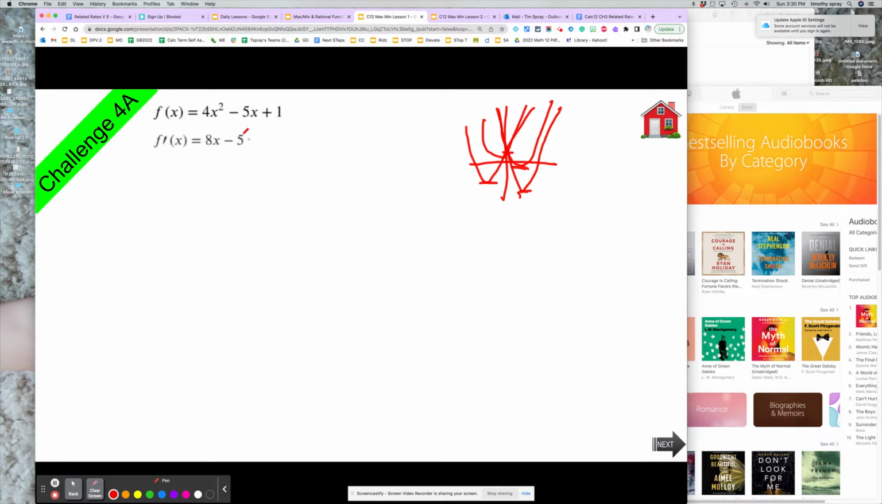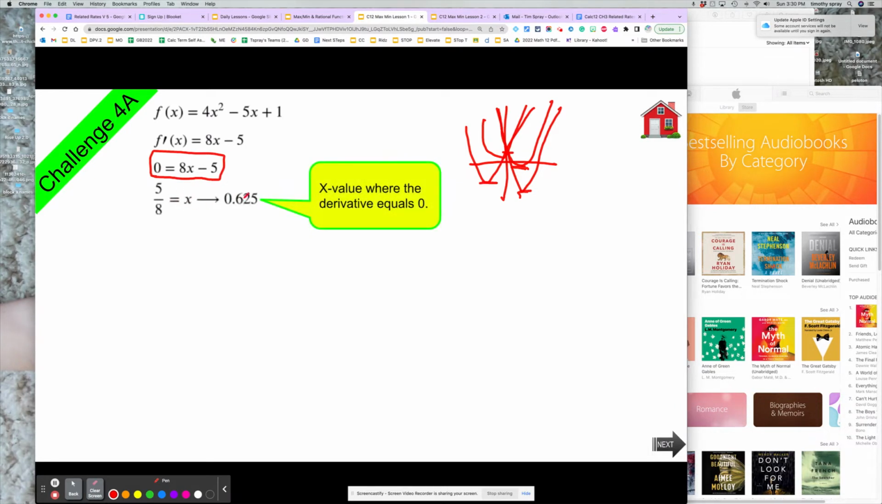What I'm going to do is take the derivative, set the derivative equal to 0, and solve for x. And when I do that, I get an x value of 0.625. So when I look at this graph, I know that it's going to be over here somewhere. Somewhere along this line, the slope is 0. Now I need to find that exact coordinate.